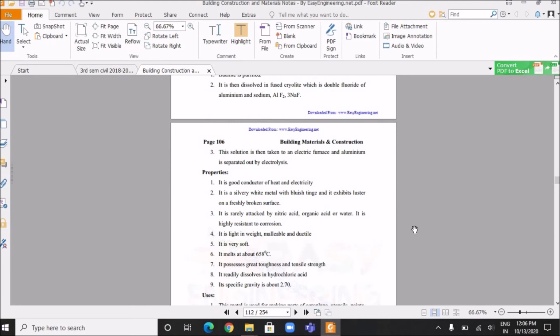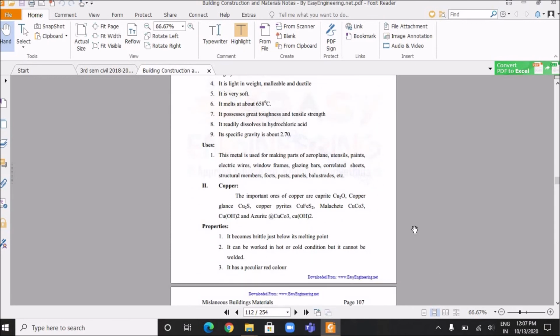Properties. Aluminium is a good conductor of heat and electricity. It is a silvery white metal with bluish tint and it exhibits luster on a freshly broken surface. It is rarely attacked by nitric acid, organic acid or water. It is highly resistant to corrosion. It is light in weight, malleable and ductile. It is very sharp. It melts at about 658 degrees Celsius. It possesses great toughness and tensile strength. It readily dissolves in hydrochloric acid. Its specific gravity is about 2.7.